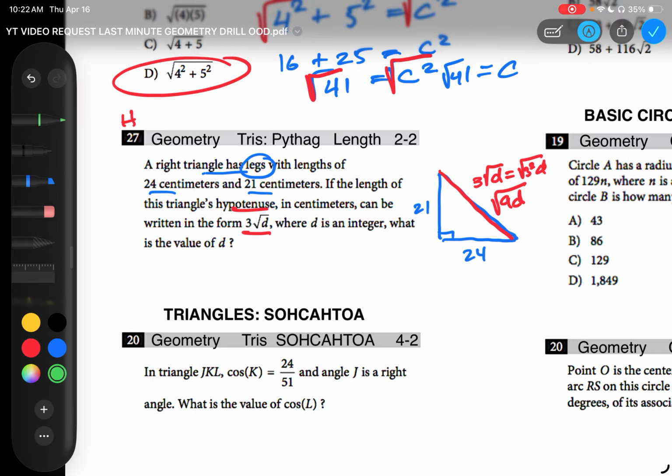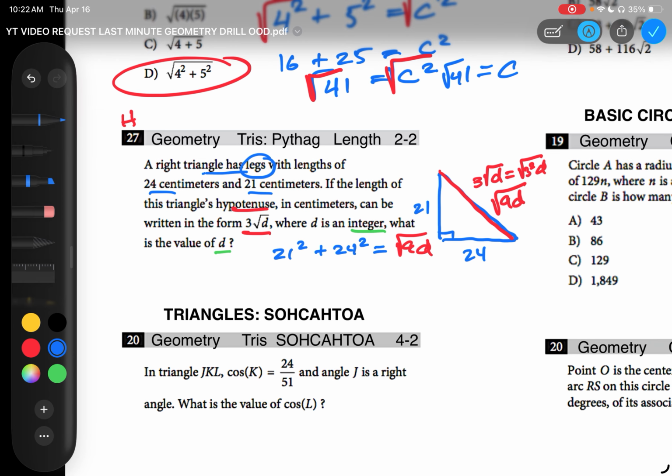All right, now the rest of the question. If the length of the triangle's hypotenuse can be written in the form of 3 rad d, which is also rad 9d, where d is a what? Is a number. Oh no, scratch that. I thought it said constant. An integer. Remember, an integer is a whole number. It can be positive or negative, including 0. So they're telling us d is going to be a whole number, not decimal, not a fraction. And it can't be negative because we're dealing with geometry. We don't have negative length measurements. Then what is the value of d? All right, let's go into Pythag. We got 21 squared, which is a squared, plus 24 squared is going to be equal to radical 9d.